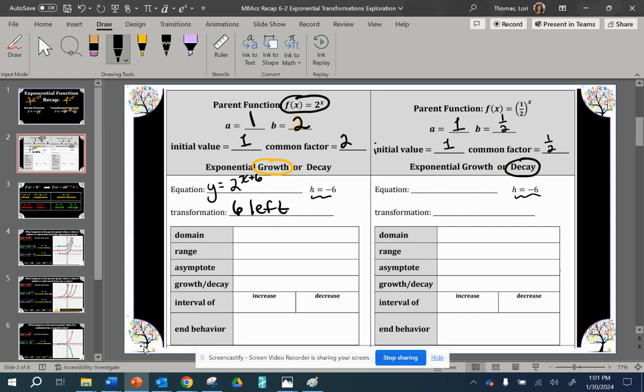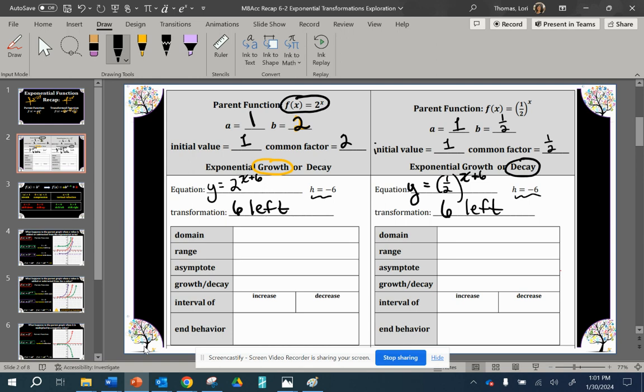So again, our h value shifts our graph left and right horizontally. So here's our new equation. Y equals, my a is 1, my b is 1/2, and it's x minus -6. So that's our new function, and this transformed 6 units to the left. And then again, using your graph, identify these key features.